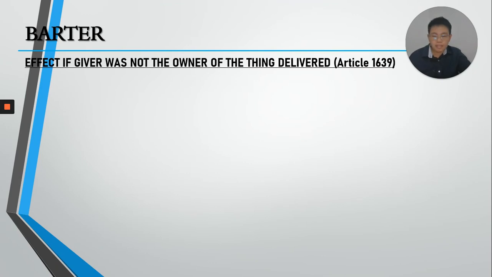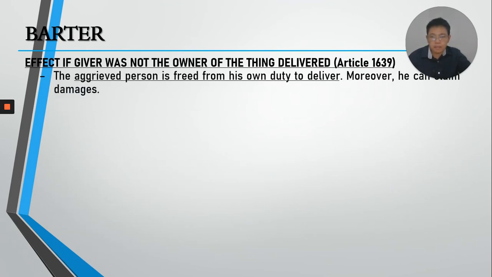Also, take note of 1639. Effect if the giver was not the owner of the thing delivered. So, here, remember, the aggrieved party is freed from his obligation to deliver. Moreover, he can claim also damages. So, it turns out na yung palang nagbigay sa iyo ng singsing kapalit ng lupa is yung singsing pala, hindi naman sa kanya. So, I will not have a duty anymore to deliver yung kapalit nung singsing. Let us say, yun nga, house and lot. Tapos singsing lang ang pinagsaswap namin. So, it turns out that yung other party does not own the ring. I will be relieved of my duty to deliver yung house and lot. Moreover, I can even claim damages. What else?